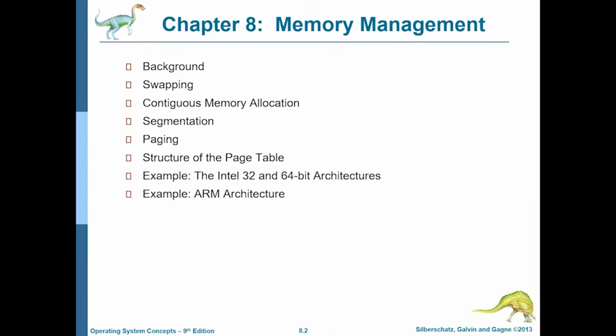We will look at two famous mechanisms using which operating systems and the hardware try to allocate and manage memory effectively. Those mechanisms are called segmentation and paging. We will look at more details about how page tables are laid out. In the end, we will also talk about how the Intel 32 and 64-bit architectures handle segmentation and paging. We will also take a brief look at the ARM architecture and how it does paging.